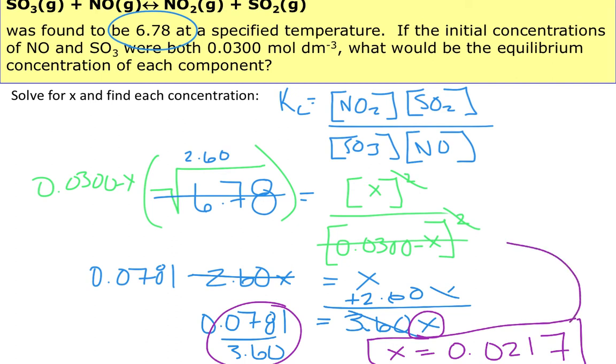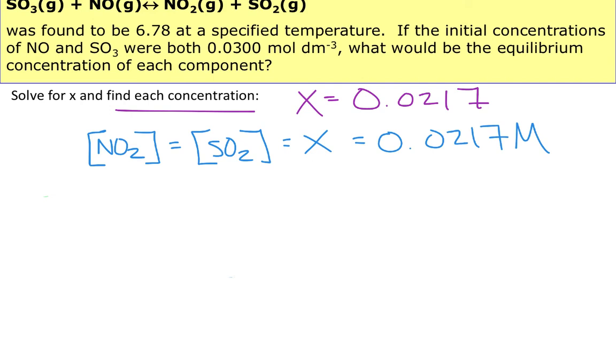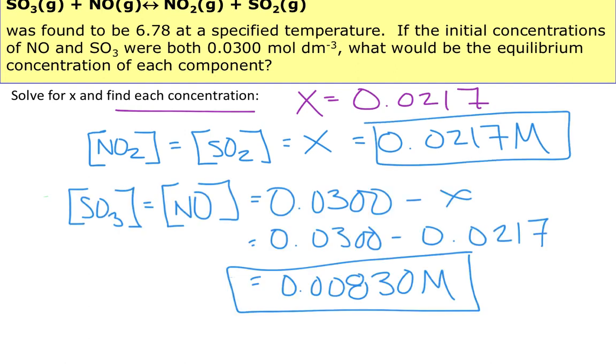I have to use this x to go back and find those concentrations. So that's what we were actually looking for, the equilibrium concentrations. Now we're going to use x to find those concentrations. For the products, their concentrations were just equal to x, because it was 0 plus x equals x. So those concentrations are just 0.0217 molar. But for the reactants, we have a little math to do. Remember, for the reactants, we had 0.03 minus x. So we're going to do 0.03 minus the 0.0217, and we get 0.00830 molarity for both of the reactants.